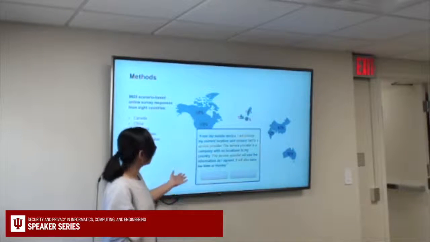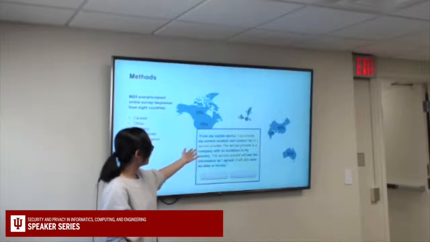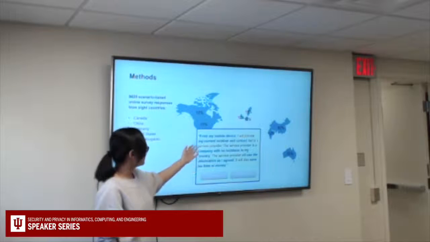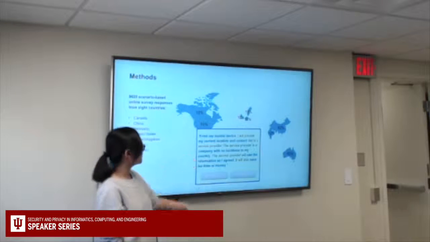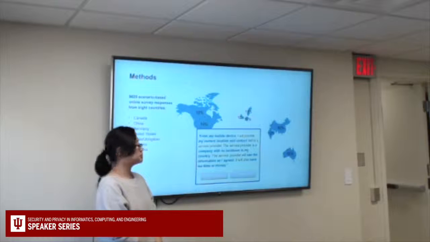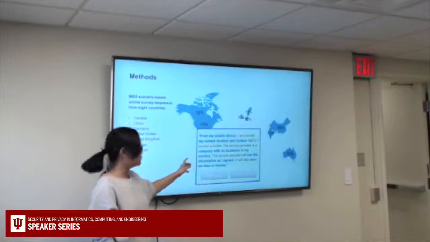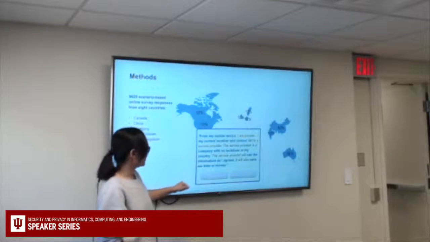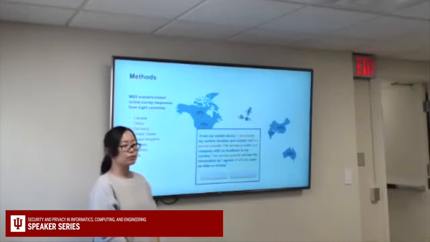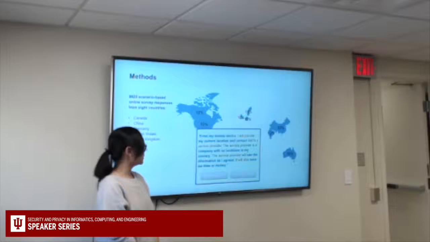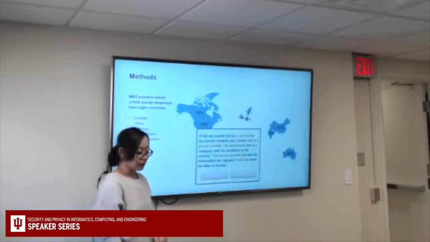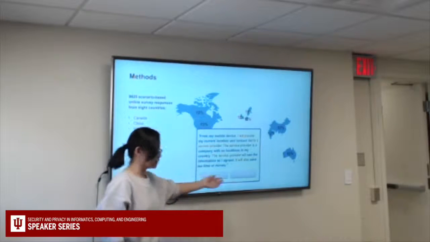This is an example: from my mobile device, I will provide my current location and contact list to a service provider. This service provider is a company with no location in my country. The service provider will use the information as I agree. It will also save me time or money. So the highlighted parts are the factors that we manipulated in the scenarios. In total we have more than 300 scenarios, and we presented each participant 6 of them, and we collected their responses, like acceptable or not acceptable.